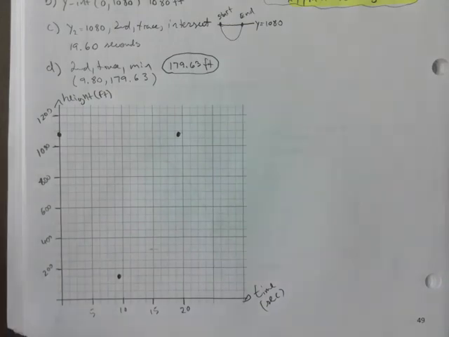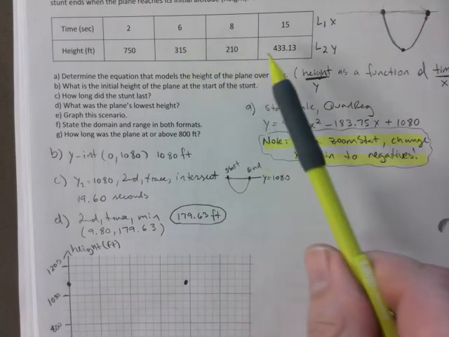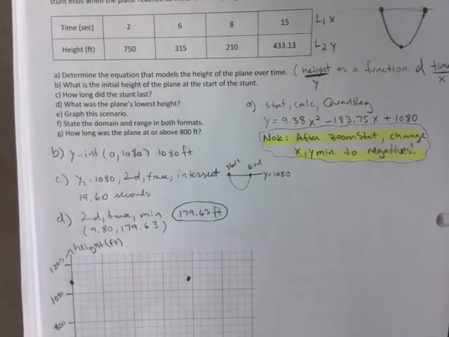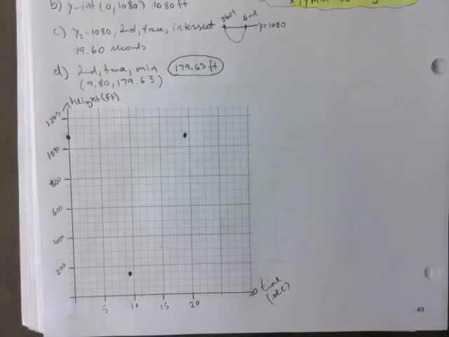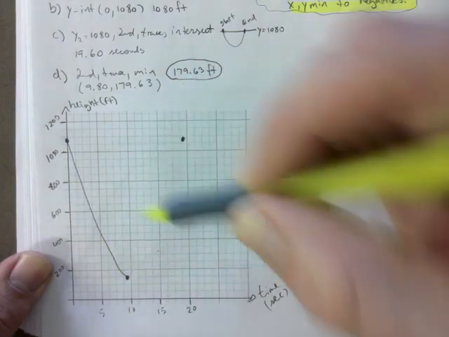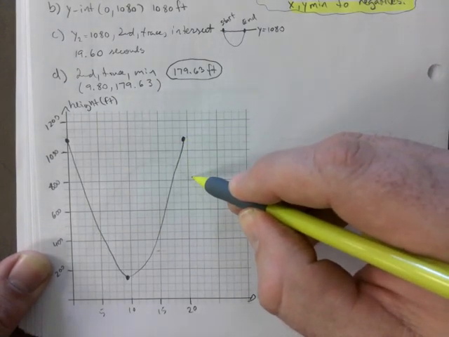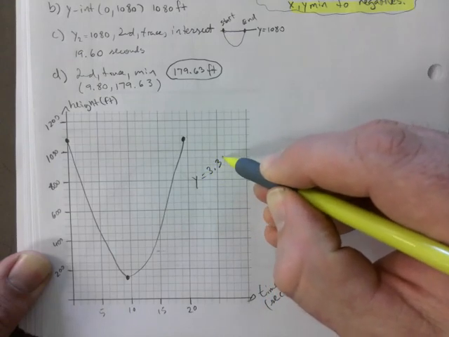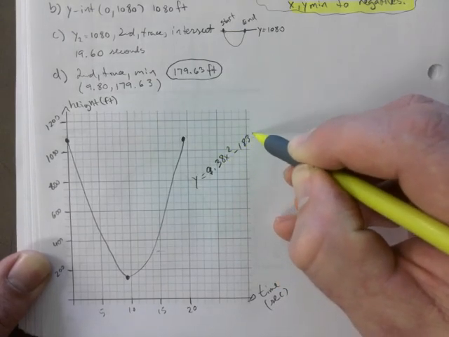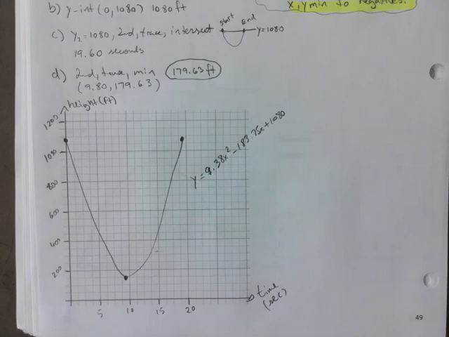Hold it. Could you use these points here to graph? Absolutely. If you want to make them show up and have more points to connect, go for it. It's not necessary, but you can definitely use those if you'd like. And so then you just go to the bottom of this and to the top, and don't forget your equation: 9.38x squared minus 183.75x plus 1,080.